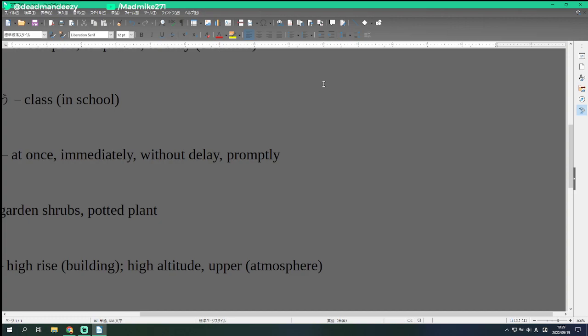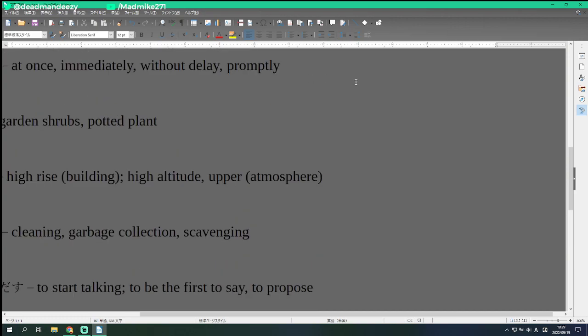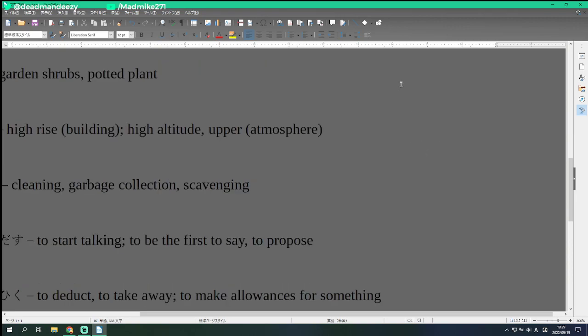A class in school is a gakkyuu. Gaku on the left side for to learn, and kyuu on the right side for a class. Gakkyuu is a school class. At once, immediately, without delay or promptly is sassoku. Sa on the left side for fast or early, and soku on the right side for speed. At fast speed, sassoku. At once or immediately. Garden shrubs or a potted plant is an ueki. Ue on the left side for a plant, and ki on the right side for a tree. Specifically, I think it means plants that humans have planted.